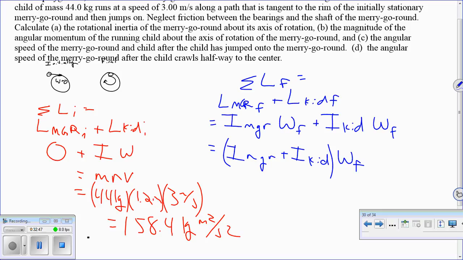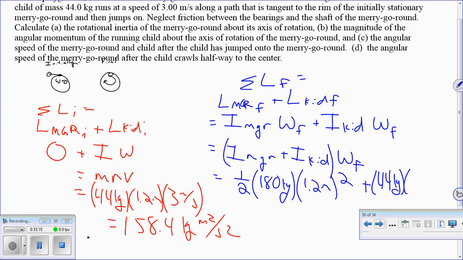Okay, so I for the merry-go-round. Well, it's a disk, right? So that's 1/2. The mass was, what was it, 180? And then its radius is 1.2 meters. Don't forget to square it. Plus, how do I find the rotational inertia for the kid? mr squared, right? So that's 44 kilograms times 1.2 meters. Don't forget to square it. So that's I.